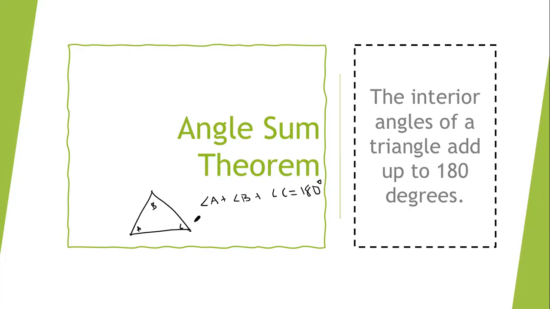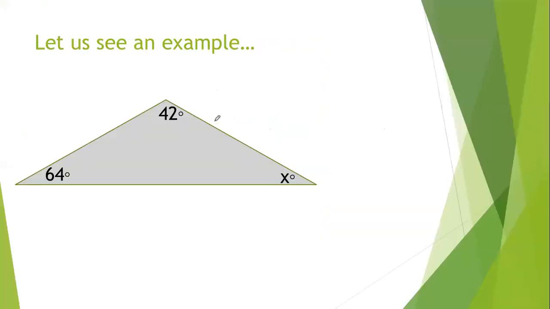What we're doing today is, well, what if we're missing one of those angles? How do I find the missing angle? Kind of thing, okay? So all these angles add up to 180 degrees. We're going to figure out how we find the missing one. So let's look at this example right here. I have 42 degrees, 64 degrees, and then I have x degrees. And I'm trying to figure out what that x degrees is.